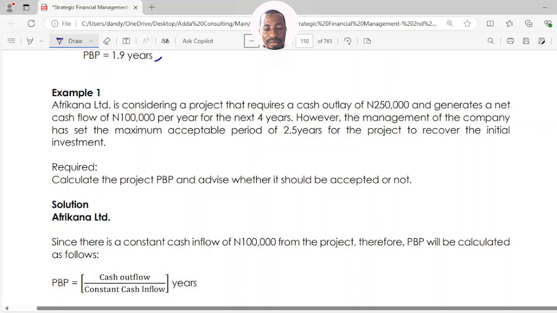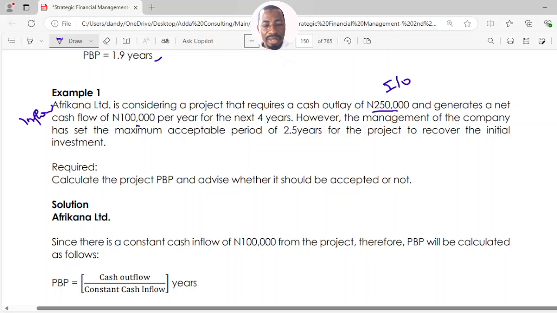Africana Limited is considering a project that requires a cash outlay of 250,000 naira and generates net cash flows of 100,000 naira per year for the next 4 years. So I can see initial investments, initial outlay to be 250,000 naira. I can also see examiner has told me net cash flows of 100,000. In this case, I can see cash inflows of 100,000 naira.